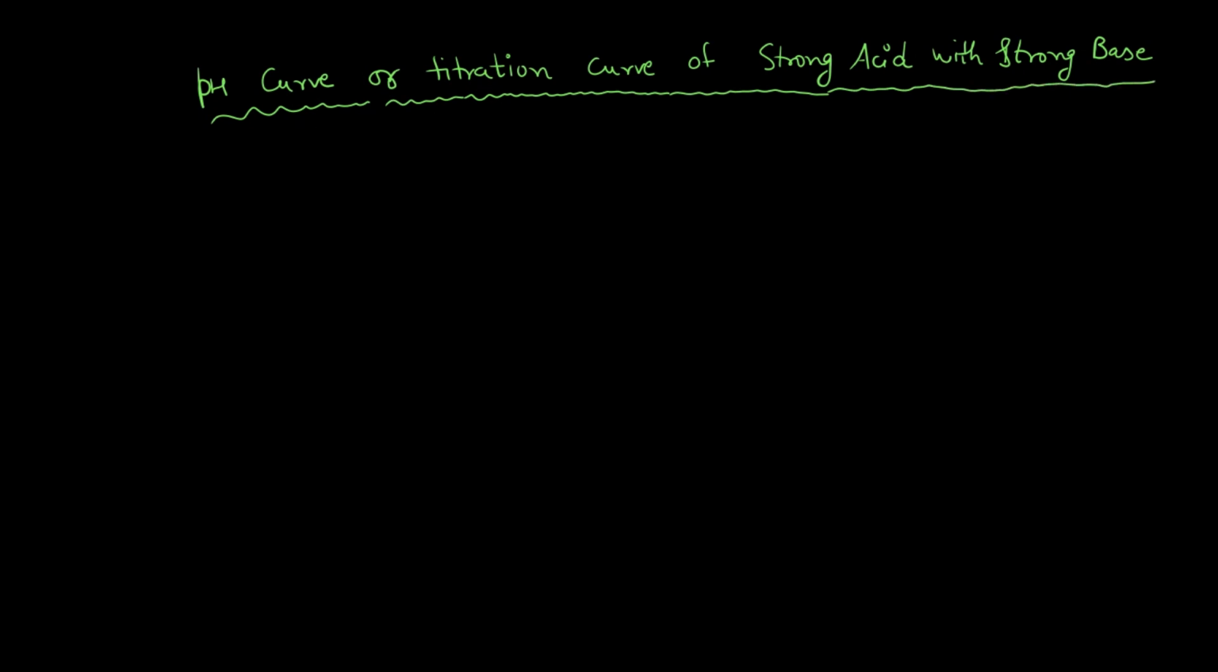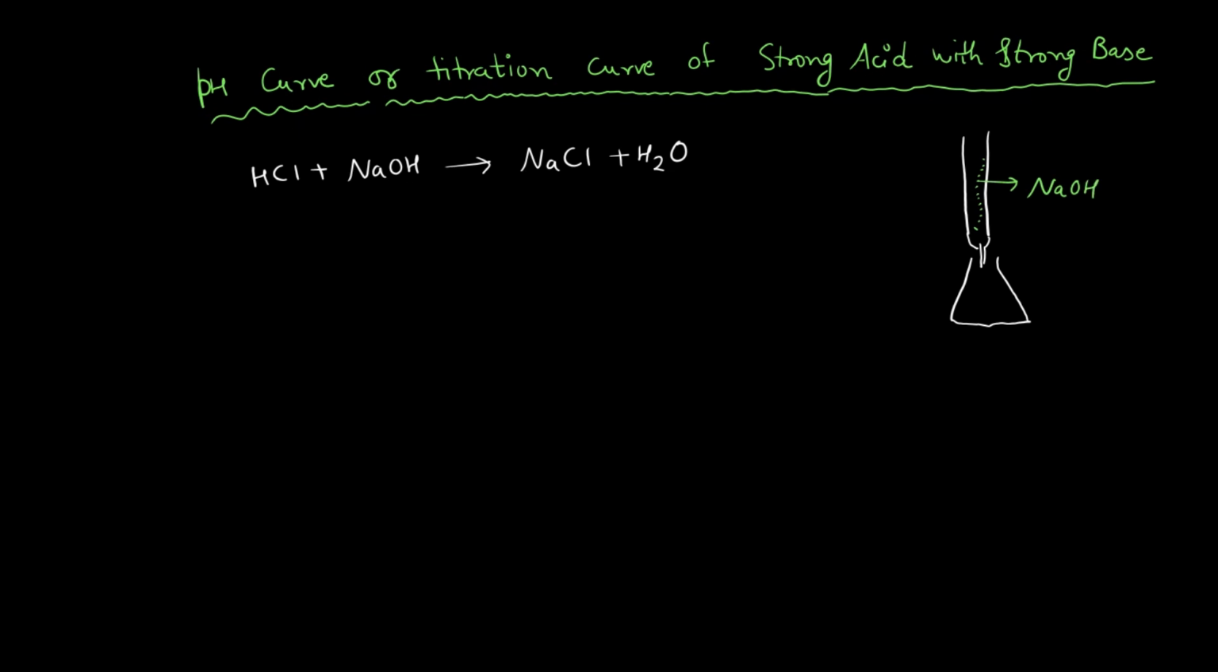So what is an example of a strong acid? Let us take HCl and it reacts with sodium hydroxide, and this is a neutralization reaction. We get sodium chloride and water. So let us take our sodium hydroxide in the burette. This is our burette, and we take HCl in the conical flask. So this is our conical flask. So we have our sodium hydroxide in the burette.